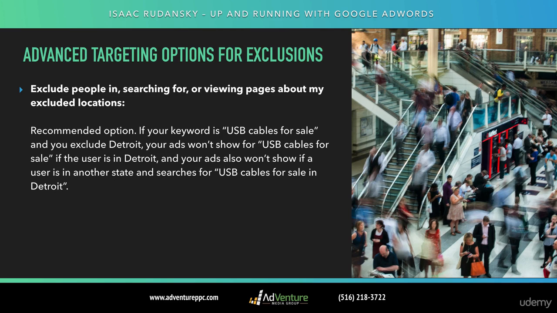So just a quick example. If your keyword is USB cables for sale and you exclude Detroit, right? So say Detroit is one of your exclusions. Your ads are not going to show if somebody searches for USB cables for sale if the user's in Detroit. Your ads also won't show if the user is in another state and they actually show interest. So it's the exact inverse of the first targeting option. So you're excluding as much as possible as opposed to including as much as possible.